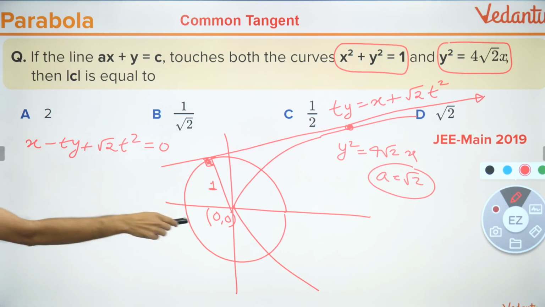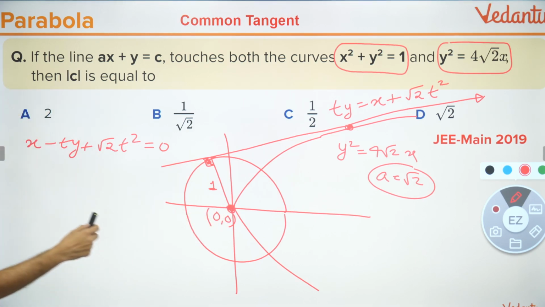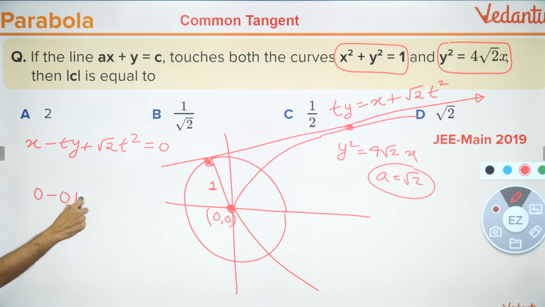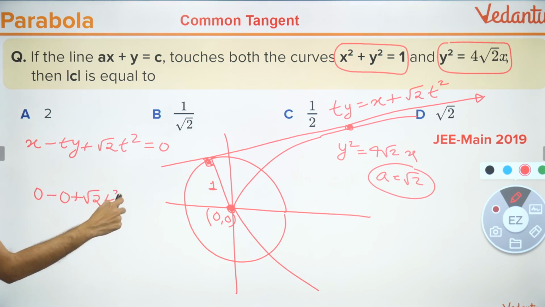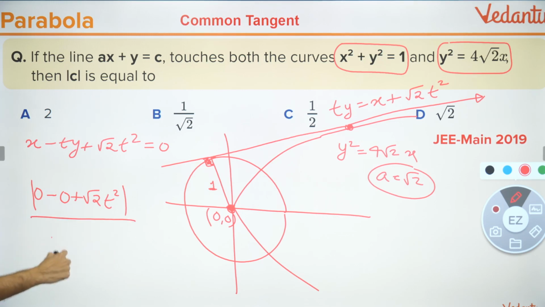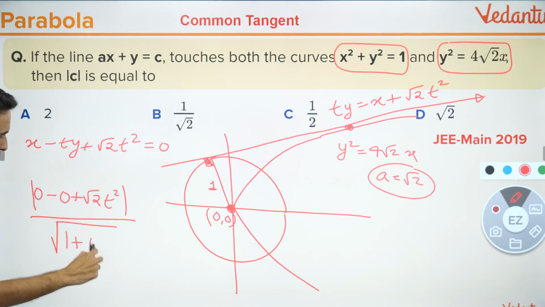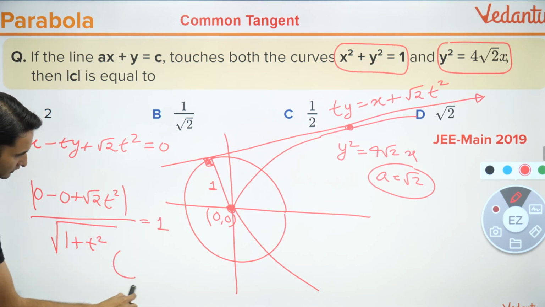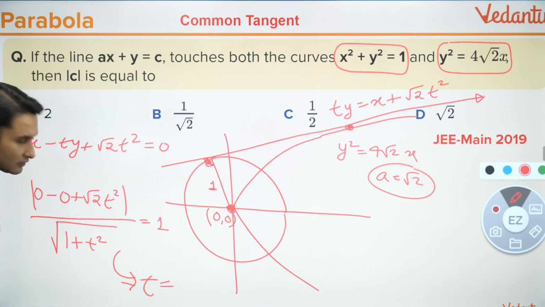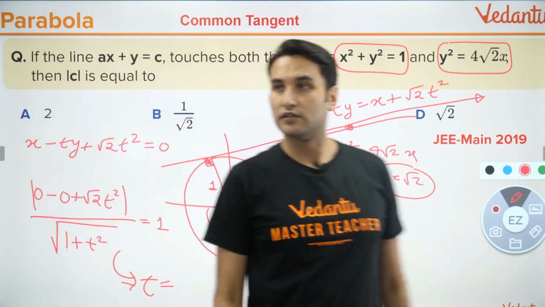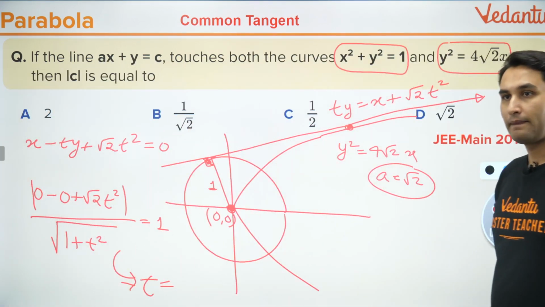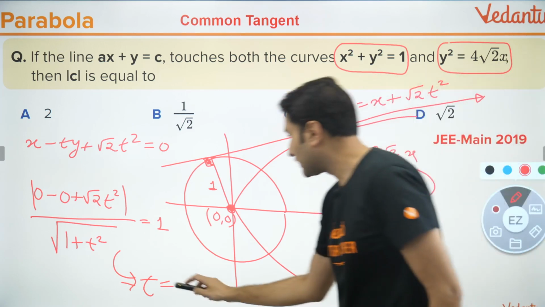Its perpendicular distance from 0 comma 0 कितना हो जाएगा? Put 0 0. So 0 minus 0 plus root 2 t square modulus upon under root of the summation of squares of coefficients of x and y, 1 plus t square, is equal to 1. Solve for t. ठीक है, क्लियर?